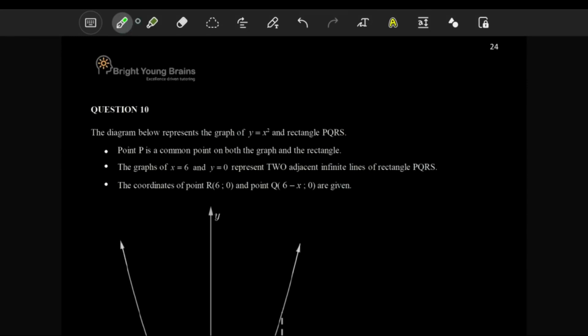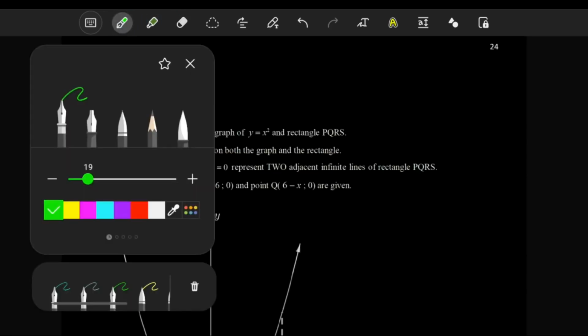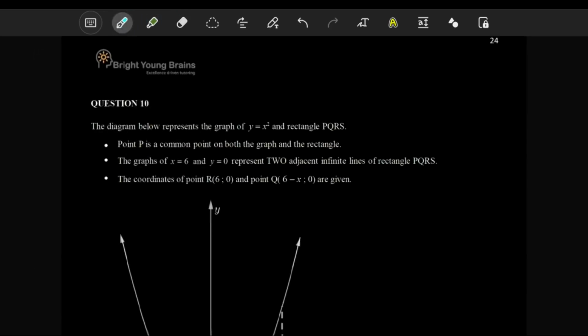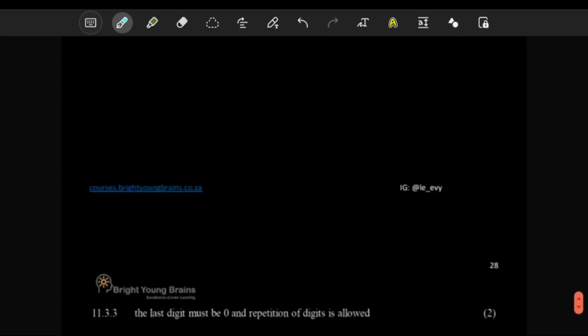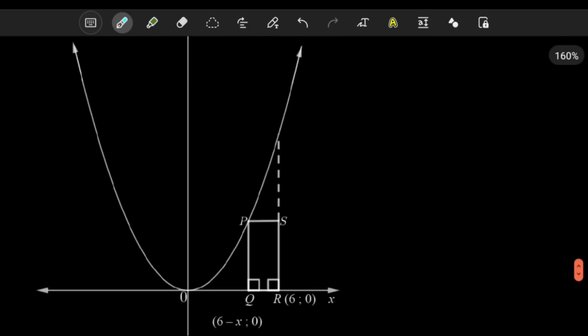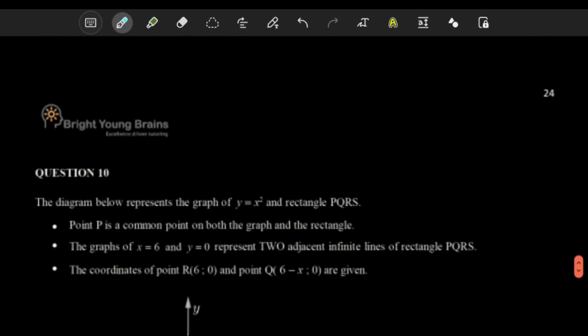Whew. The good news is that this is the second last question. Would you believe it? We have made progress. But now we have an applications of calculus question, so we have to be careful. Let's see what they said here.